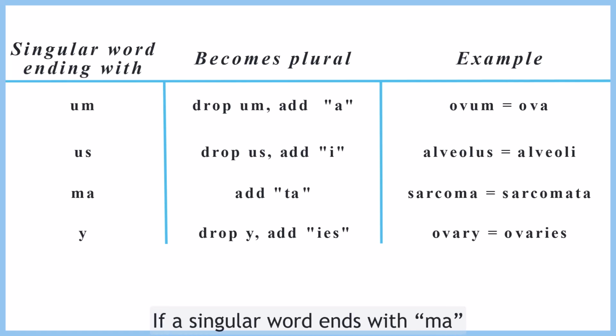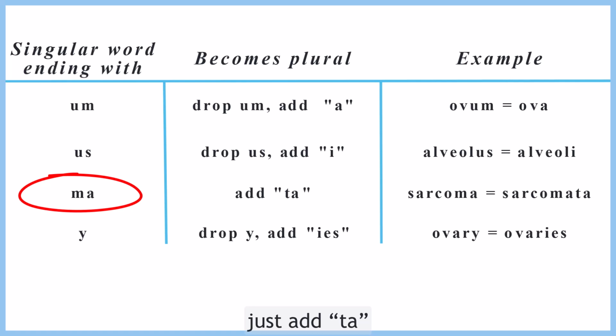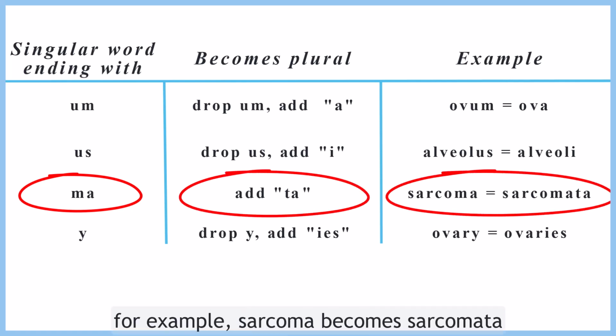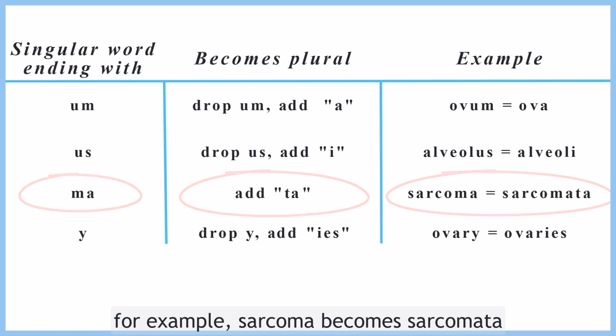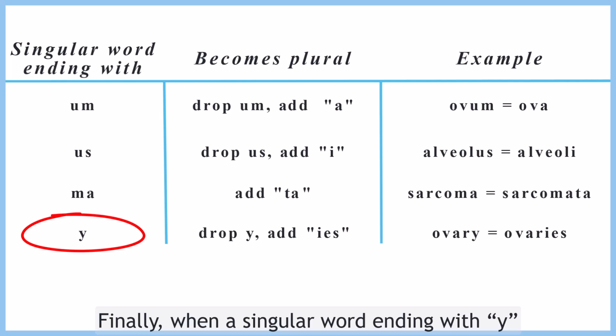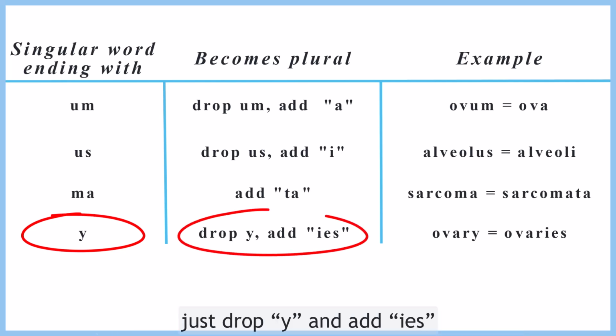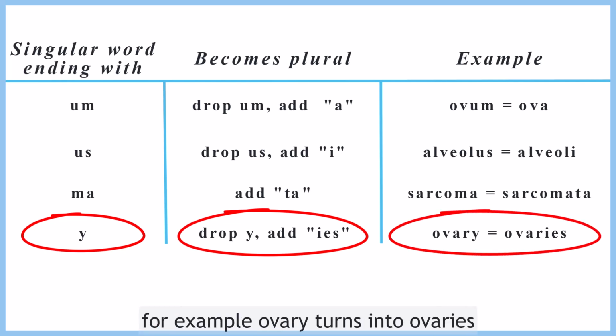If a singular word ends with ma, just add ta. For example, sarcoma becomes sarcomata. Finally, when a singular word ends with y, just drop y and add ies. For example, ovary turns into ovaries in the plural form.